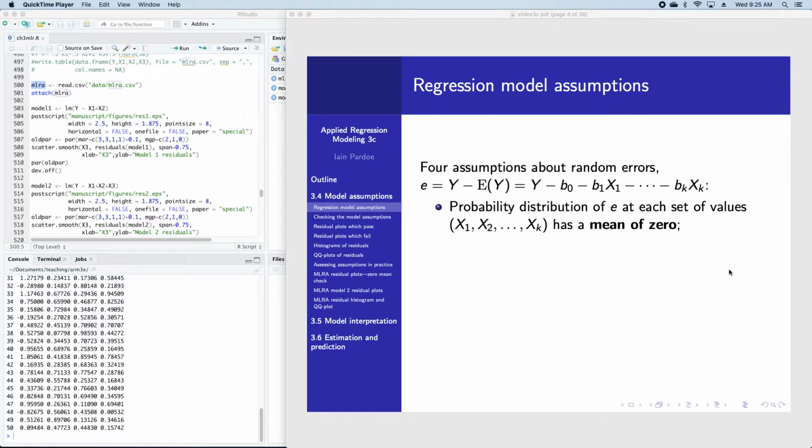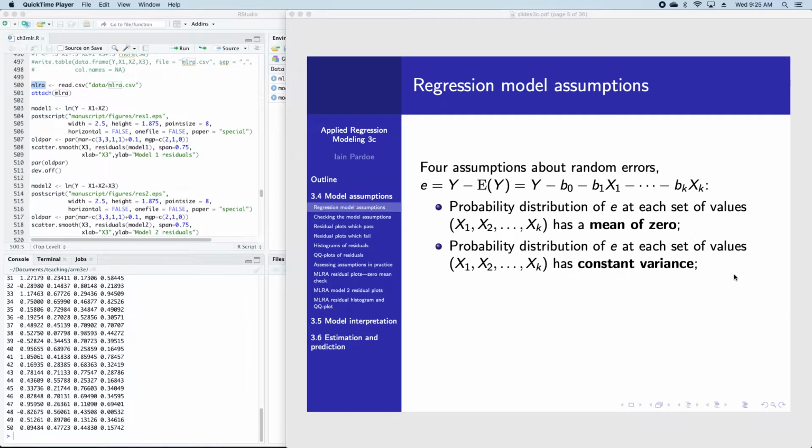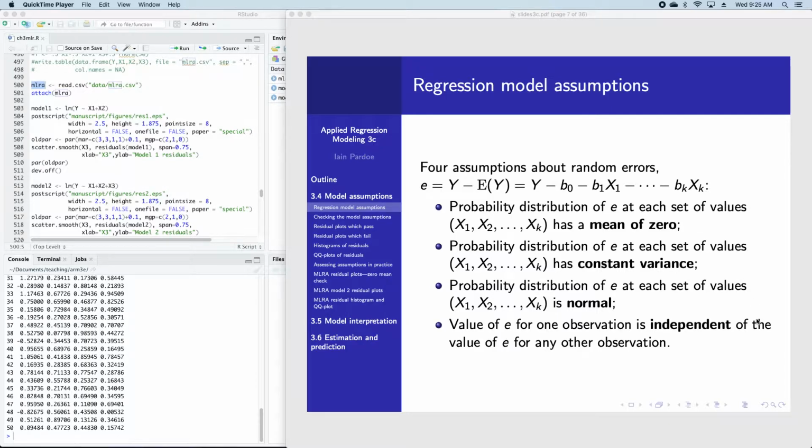So the first assumption is that the probability distribution of the random error at each set of predictor values has a mean of 0, and this is sometimes referred to as a linearity condition or assumption. Next assumption is that that probability distribution has constant variance at each set of predictor values. Next assumption is that that probability distribution is normal at each set of predictor values. And then finally, the value of the random error for one observation is assumed to be independent of the value of the random error for any other observation.